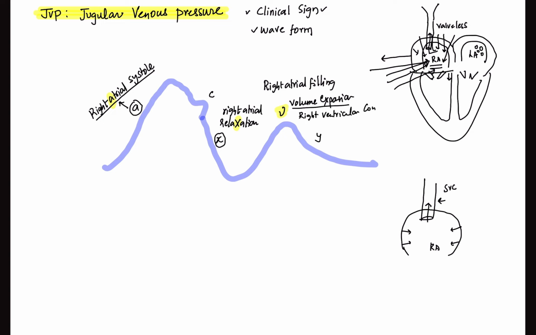Right ventricle is also contracting when the volume expansion is occurring. Right, so this is the V wave. Remember it as volume expansion, V. Right atrial filling.